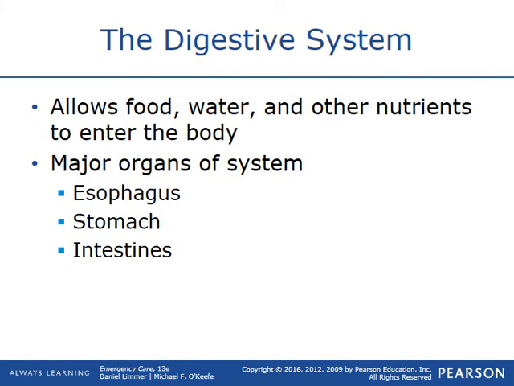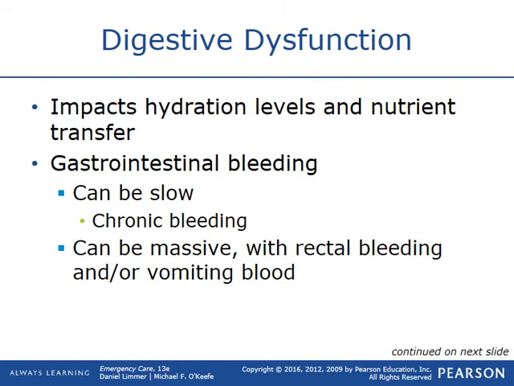The digestive system is going to allow food, water, and other nutrients to enter the body. The major organs are going to be the esophagus, the stomach, and the intestines. Digestive dysfunction impacts hydration levels and nutrient transfer, especially with gastrointestinal bleeding. This can be slow or chronic, occurring over a long period of time, or it can be massive and very quick. Typically you're going to see this with rectal bleeding and/or the vomiting of blood.